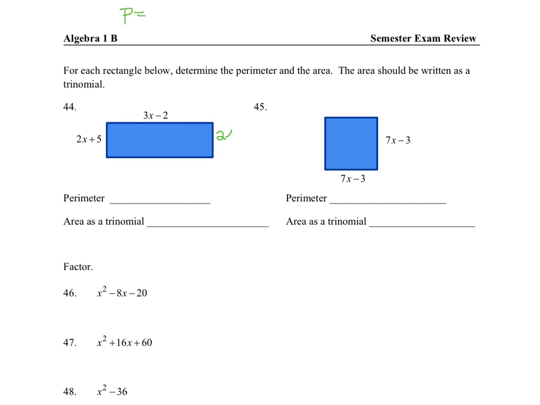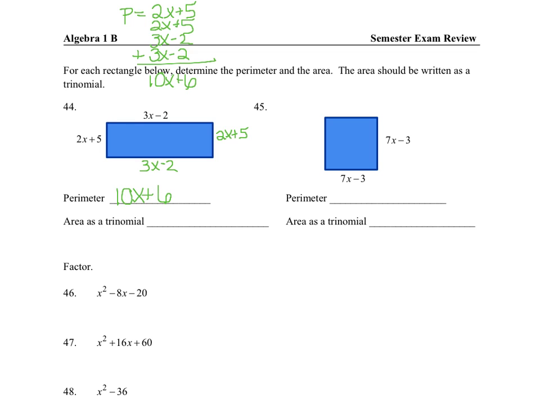We know that this side is 2x plus 5. We know this side is 3x minus 2. So our perimeter is going to be 2x plus 5 plus 2x plus 5 plus 3x minus 2 plus 3x minus 2. If we add these together, 2x plus 2x plus 3x plus 3x is 10x, and 5 plus 5 is 10, minus 2 is 8, minus 2 is 6. So our perimeter is going to be 10x plus 6.